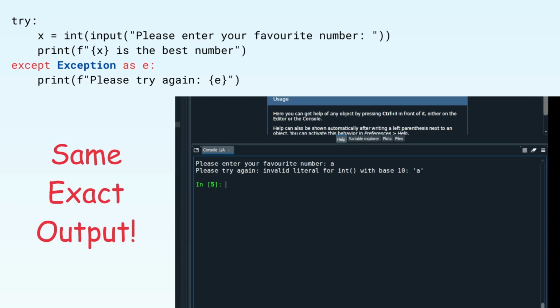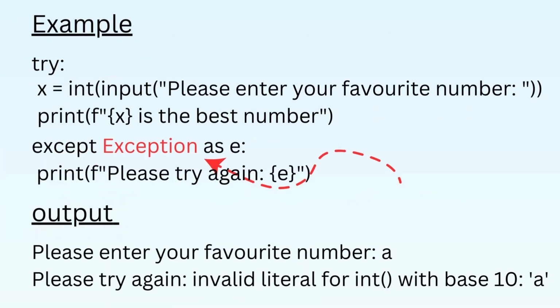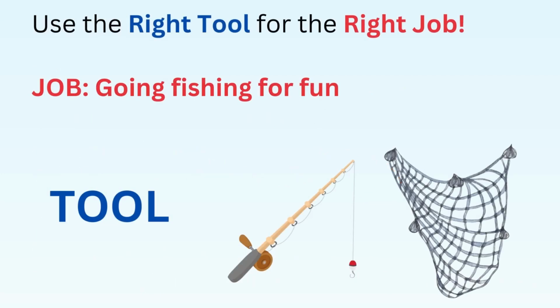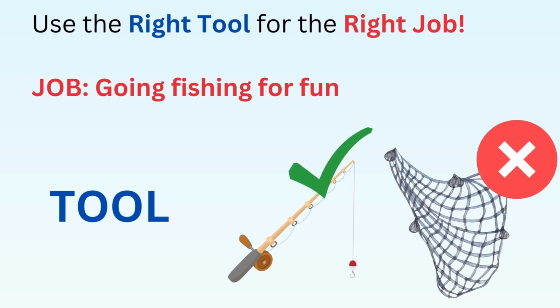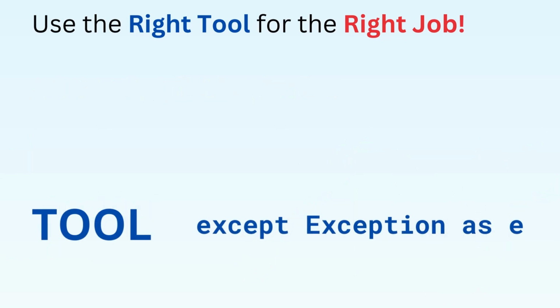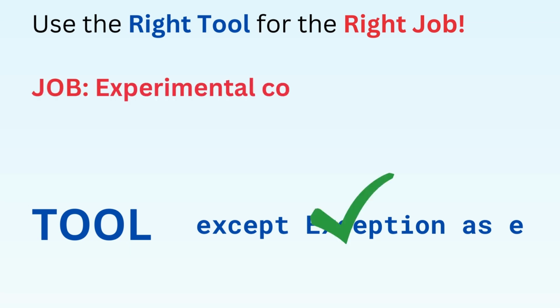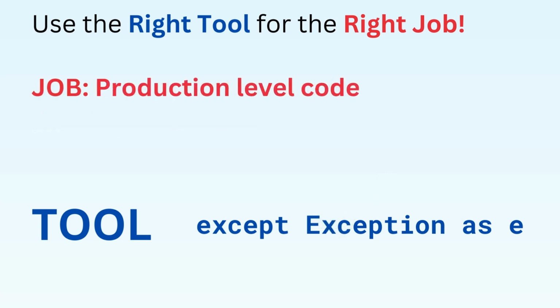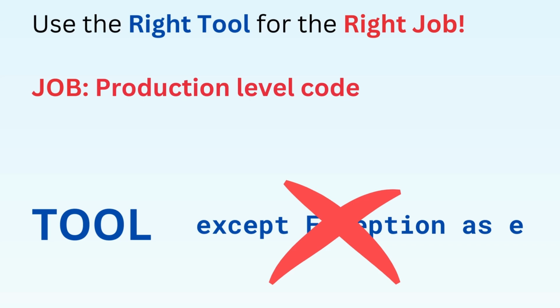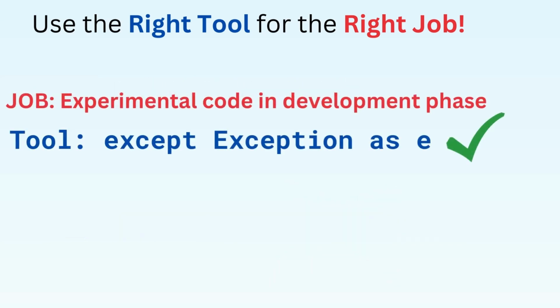But there is a problem with this type of code. The problem is that it doesn't tell the reader of your code what kind of exception you are trying to handle. So when you go fishing, unless you're aiming to capture a whale, don't use a huge net. Use a simple fishing rod instead. Hence, only use this powerful magic spell, except Exception as e, for some random experimental code and not on production level code. I hope by now you understood what this except Exception as e means and when and where to use it in our programs.